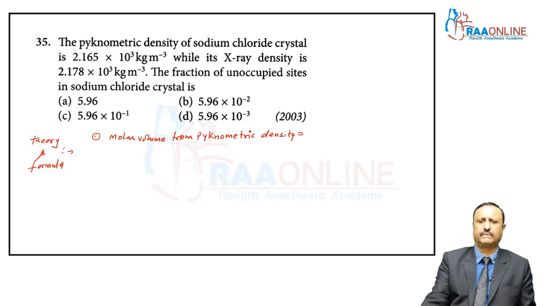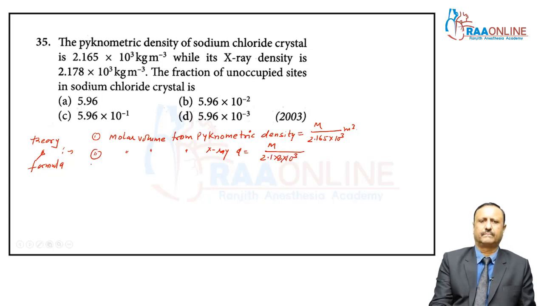Density is equal to, as you know very well, mass upon volume. So here it is 2.165 into 10 to the power 3 cubic meter. Now we see the second, the molar volume from X-ray. Here density d is equal to m upon 2.178 into 10 to the power 3.